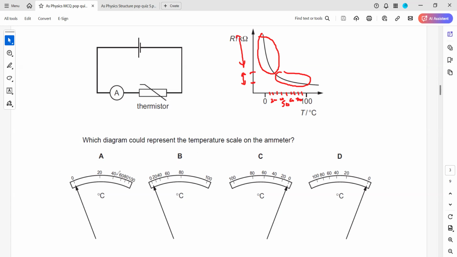So which scale is showing the drastic change? As you can see, from 0 to 20, there's a large change, but from 20 to 100, there is a relatively smaller change. So that's why A will be the right answer.